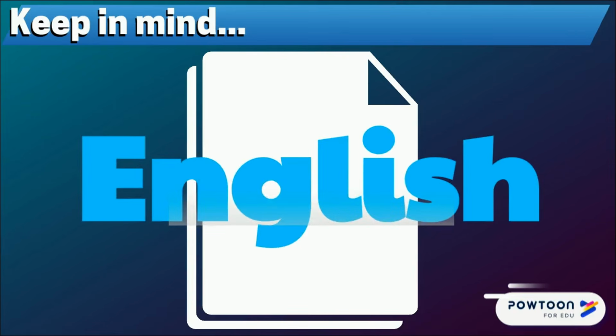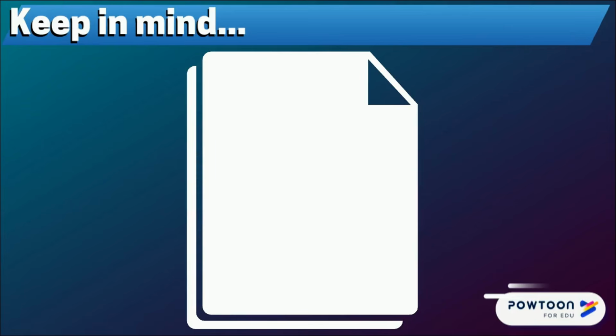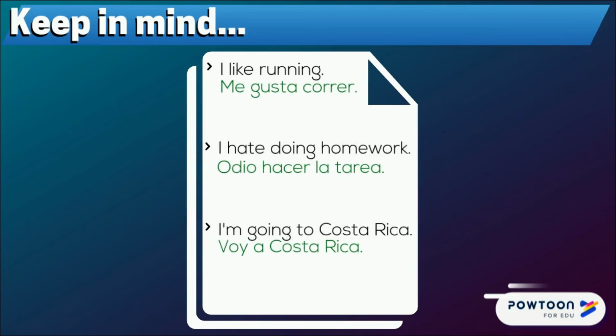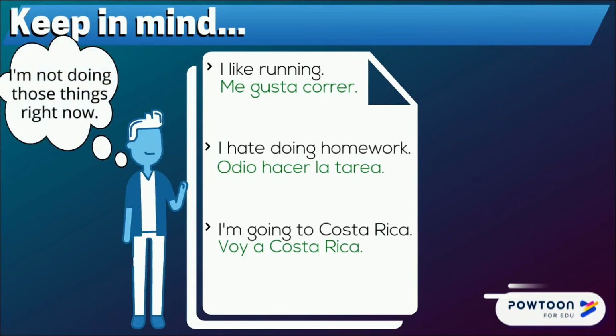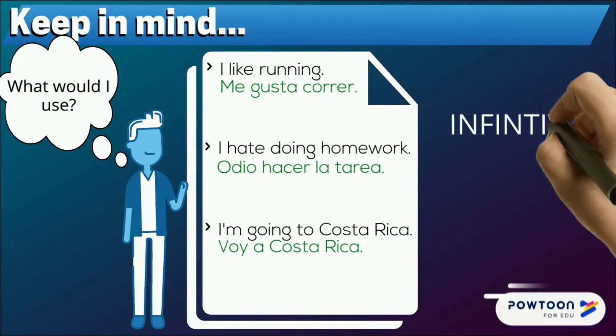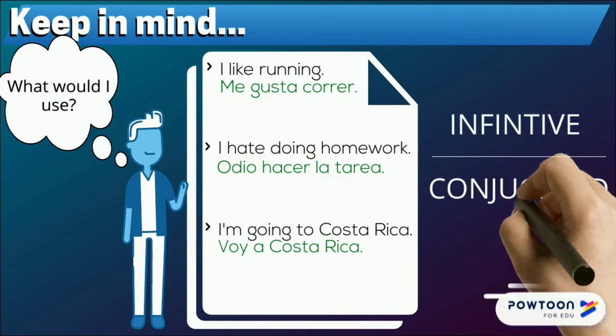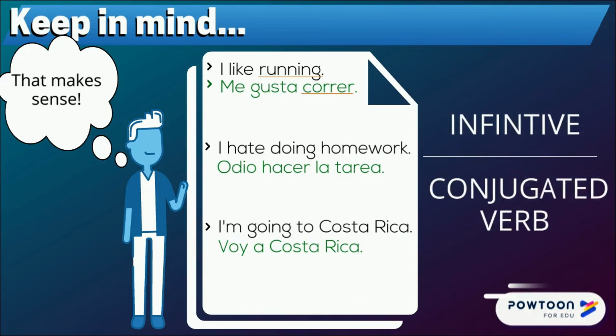In English, it's perfectly fine to say, I like running, I hate doing homework, I'm going to Costa Rica. In Spanish, since the speaker is not actually doing those things as they're speaking, they wouldn't use the present progressive tense. Instead, a better choice is the infinitive or just a normally conjugated verb. Me gusta correr. Odio hacer la tarea. Voy a Costa Rica.